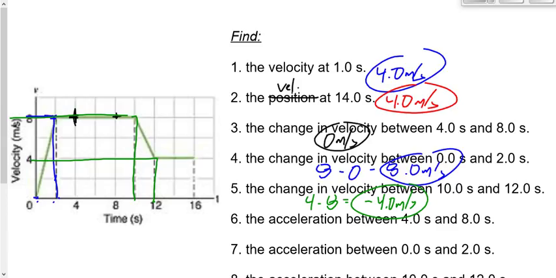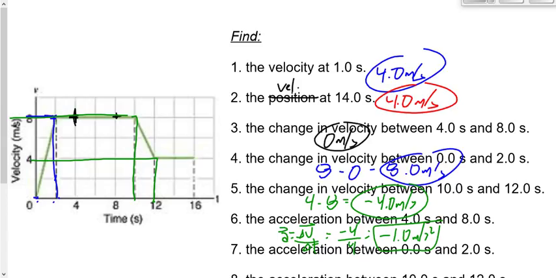What's the acceleration between 4 and 8 seconds? We can use the slope to do this, or the easiest way I would suggest is delta v over delta t. Delta v between 4 and 8 seconds is negative 4, and delta t between 4 and 8 seconds is 4. Negative 4 divided by 4 is negative 1. What does that negative mean? Backwards? Ethan? Just means it's slowing down. We're decelerating. Still going in the positive direction, but slowing down.